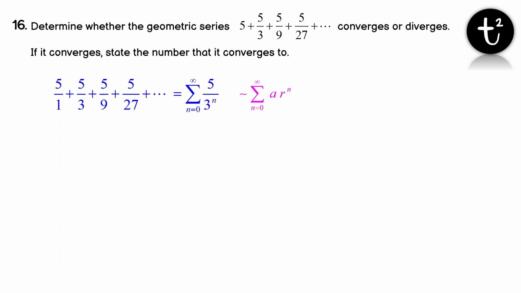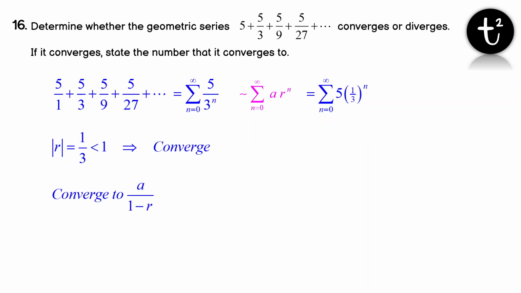This is in the form, the sum n going from 0 to infinity of a times r to the power n. I'm just going to write this as the sum as n goes from 0 to infinity of 5 times (1/3) quantity raised to the power n, just so that we can very clearly see that a here is equal to 5 and r is equal to 1/3. So here, since my r value is 1/3, that is less than 1, we know the series will converge.